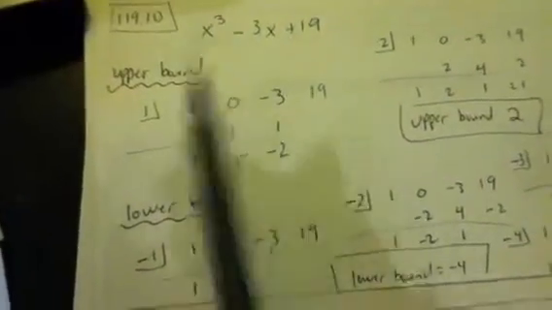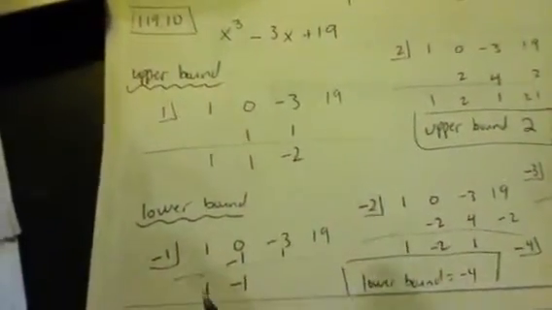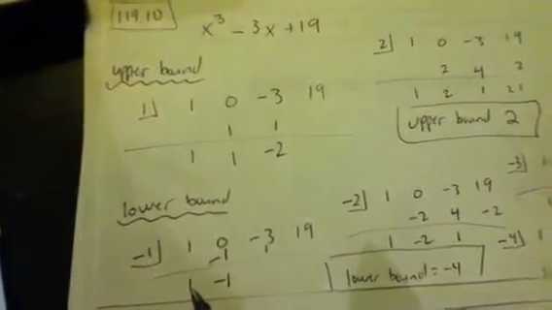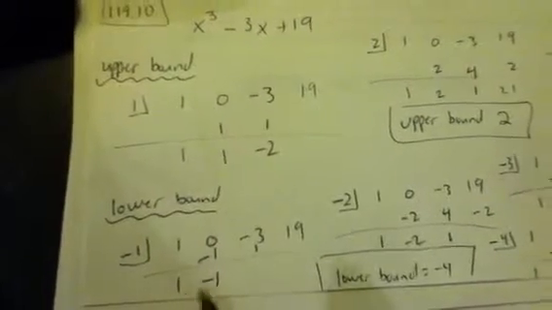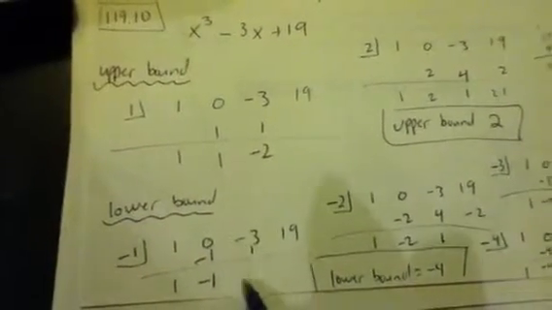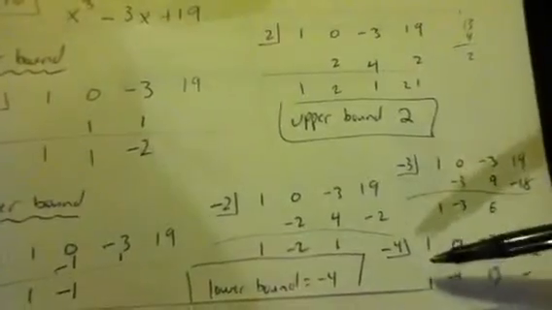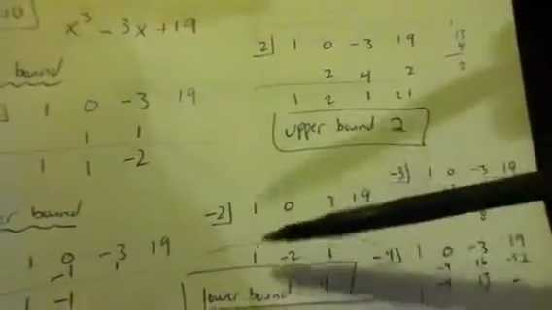Okay, lower bound. I'm going to try dividing negative integers into my synthetic division. So I want it to go positive, negative, positive, negative, positive. I quit right here because I got positive, negative, and I see that when I do that, that's going to be a negative, so I just gave up and went to the next one. Positive, negative, positive. Wait, what? Positive, negative. This thing right here would have been positive, but that's also positive. So I gave up on that one.